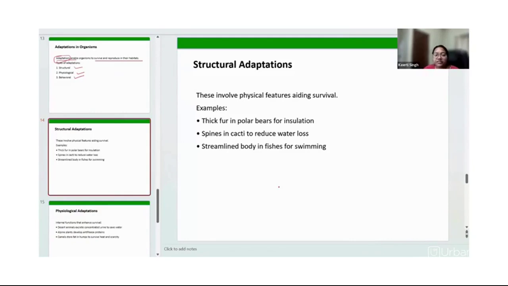For example, the thick fur in polar bears for insulation. During winter, we need to protect ourselves so that our heat energy does not get lost into the environment. So for that purpose, what humans do in winter is cover ourselves with jackets, shawls, anything possible that is going to trap the heat energy in our body.